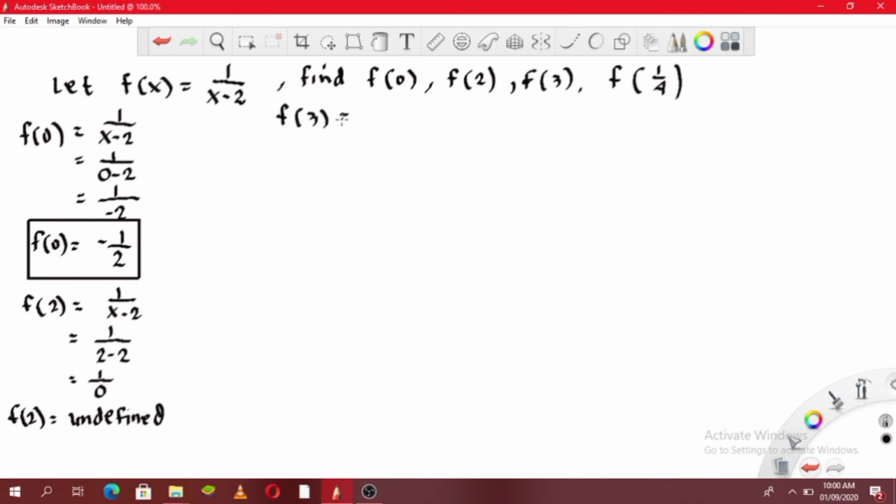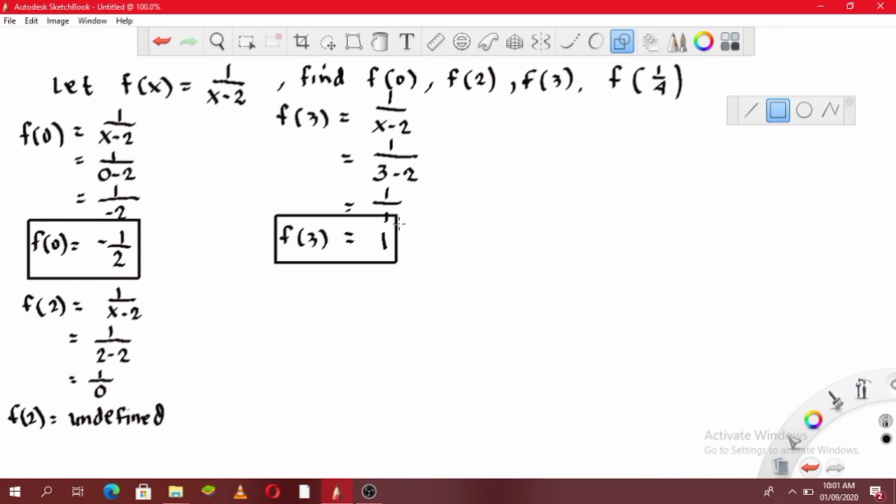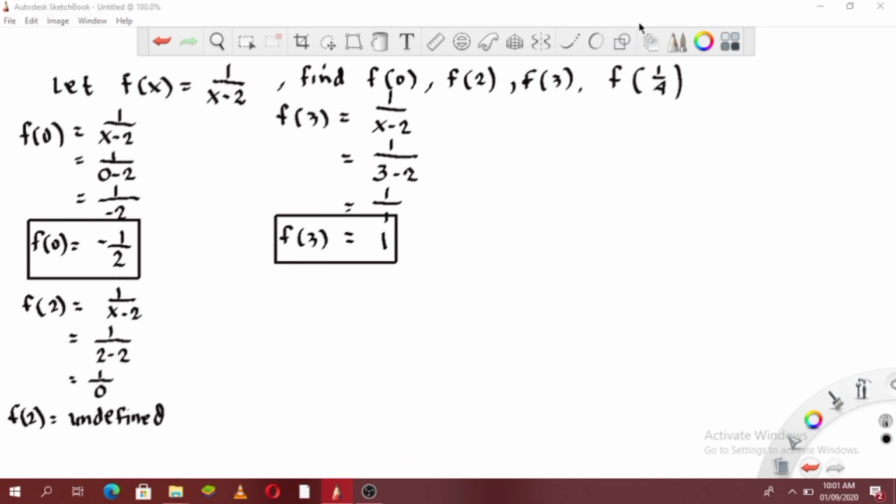Next, number 3 is f of 3. So, again, we have 1 over x minus 2. The function is 1 over x minus 2. Palitan ng x ng 3. So, this will become 1 over 3 minus 2. Now, we have 1 over 3 minus 2 is 1. Or 1 divided by 1. So, f of 3 is 1. The value of the function is 1 when x is equal to 3.